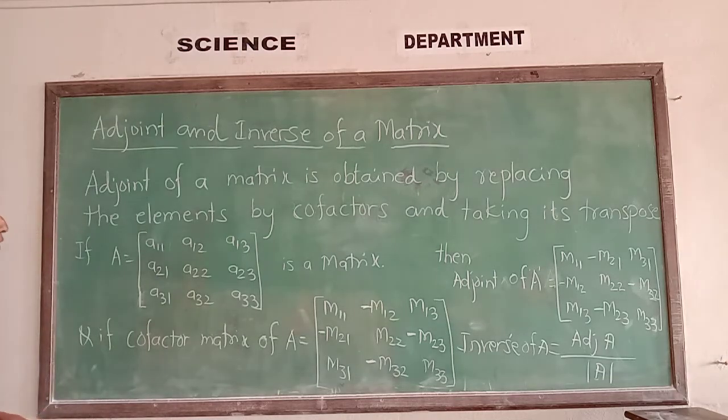So this is the theoretical part of the adjoint and inverse of a matrix. Okay. So now let us take the problems of this.